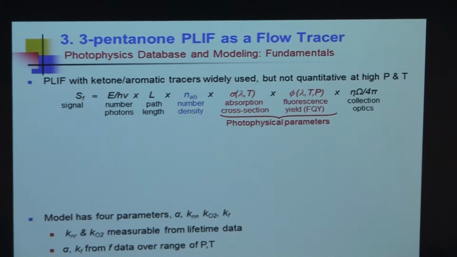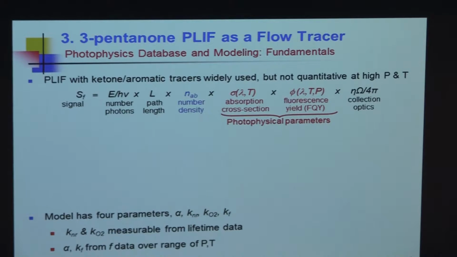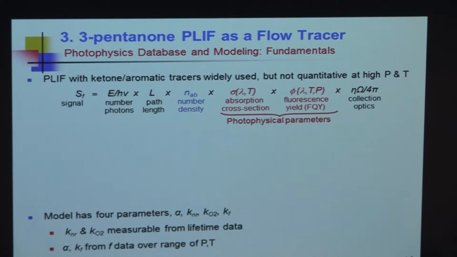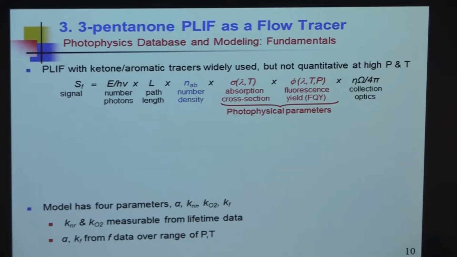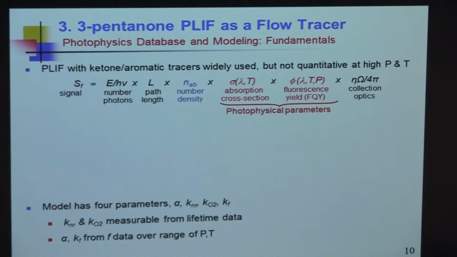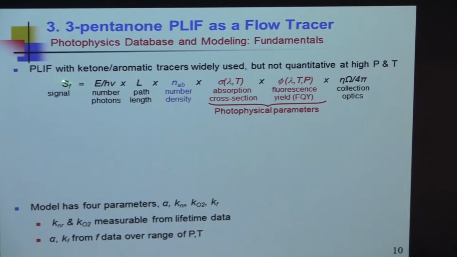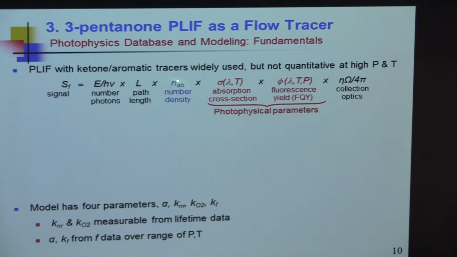So we got into this problem when we wanted to do flow tracing of a compressible flow field. Now, it's not constant pressure, it's not constant temperature. You need to understand how temperature and pressure come into play. So the equation looks about the same. The signal is the photons in, the path length, and the number density of the absorber, which might vary with position. Here are the photophysical parameters: the absorption cross-section, the fluorescence yield, and the collection optics. So the signal is always proportional to the number density, but now modified by the absorption and the fluorescence parameters. We need to understand how they vary with temperature.